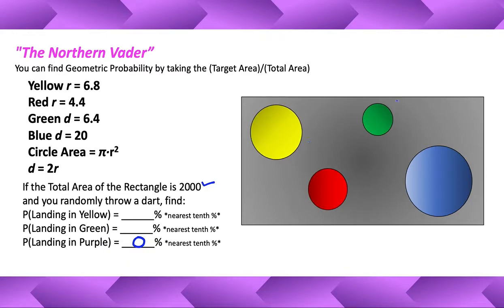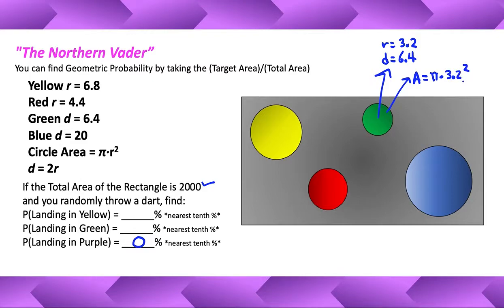Now let's land in the green. Let's attack the green here really quick. All right, so green information. The green has a diameter of 6.4, and its radius would be half of that, so the radius would be 3.2. Now what's the area of the circle? Area of the circle is pi r squared. So the area of the green would be pi times 3.2 squared.